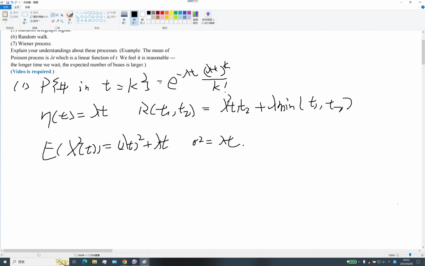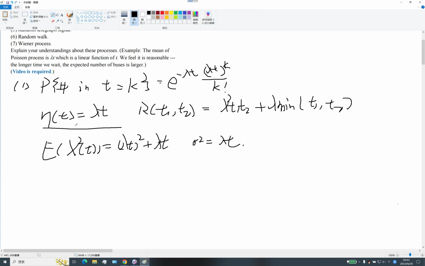We know that η equals λt, which means λ is the average rate in time t, and it goes larger when t goes larger. So this is the property of the Poisson process.